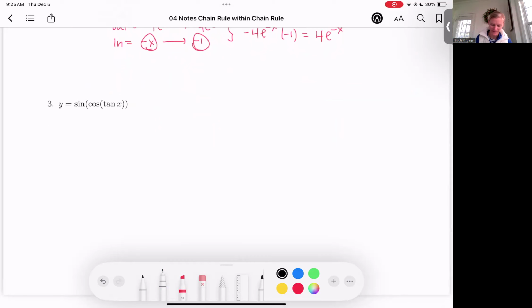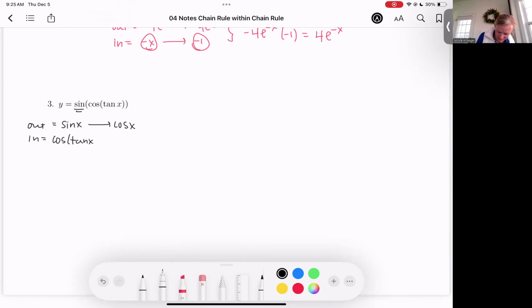Okay, so let's do this one here. The outside most function is sine of x in this case. So we're going to pick that to be our outside function. We kind of want the most simple thing out there. Its derivative is cosine.